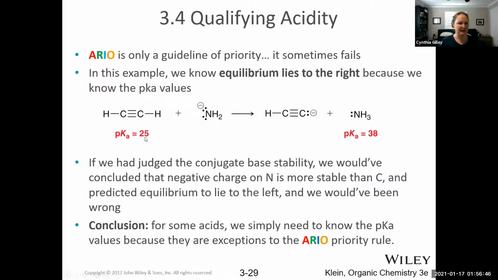And you notice that there's a huge pKa difference between the acid and the conjugate acid, a difference between 25 and 38 of 13. So there's 10 to the 13 more product than reactants, and they're actually just using a single arrow because they're considering this reversible. So Klein considers anything with a pKa difference of 10 or more to essentially be irreversible.